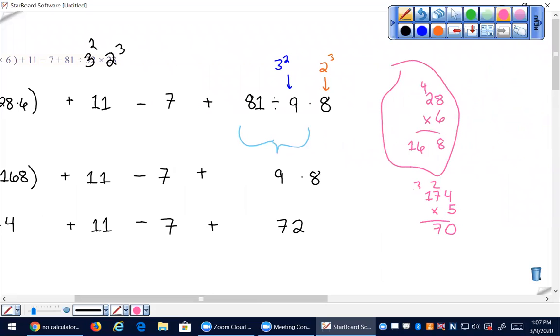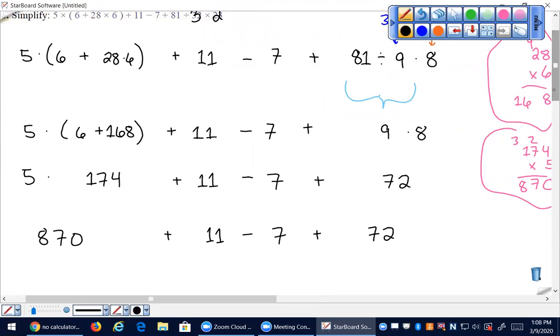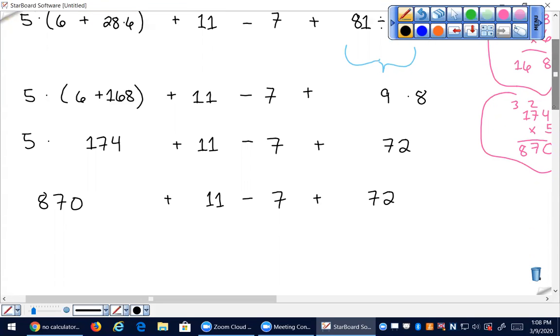Okay, so 870 plus 11 minus 7, that's going to be a total of plus 4. So I have 874. And then another 72 will be 946. If that's too much in your head, then we could do more stuff.